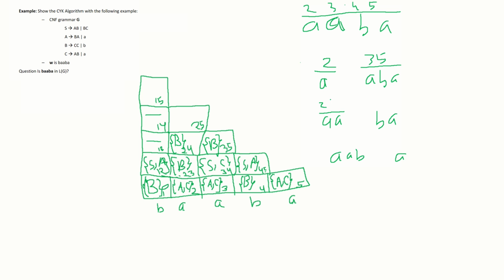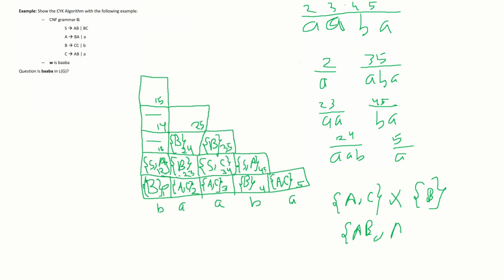This is from position 2, 3 and 4, 5, and 2 to 4 and 5. So how can we generate this position 2? Well, in our table we see that position 2 can be generated from A and C, and from position 3 to 5, in the last cell of our third column, we can see that position 3 to 5 can be generated from B. If we cross product we will get AB and AC. Now we are done with this combination.